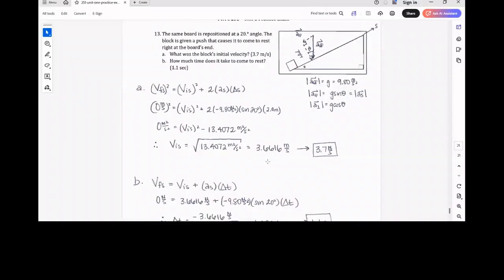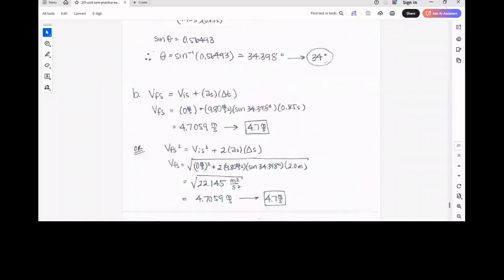And then finally here at the end, what if the same board is repositioned so that it's at a 20-degree angle with respect to horizontal? And we push the block from the bottom of the ramp to the top, but we give it a quick jolt that is just enough to get it to go to the top of the ramp. What's the initial velocity and how much time does it take for this to happen?